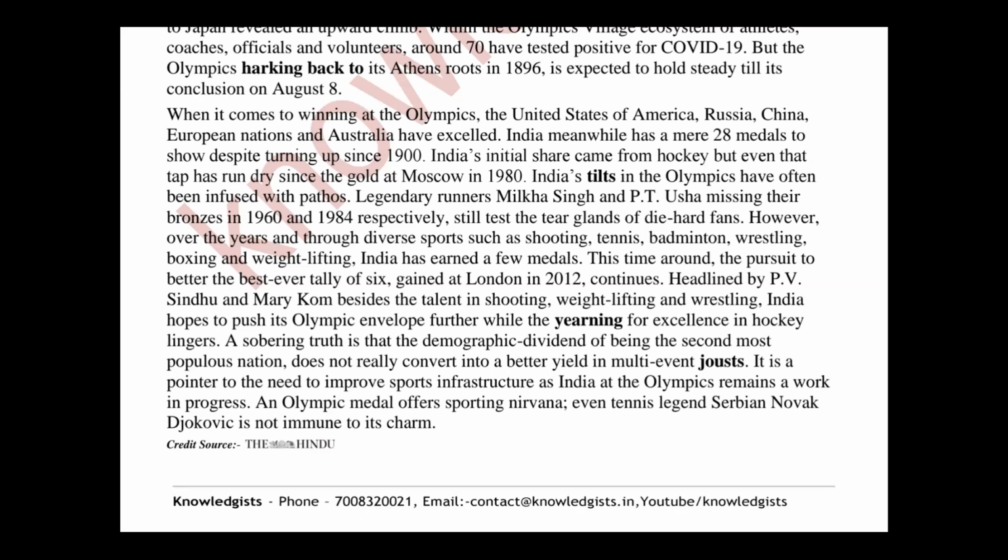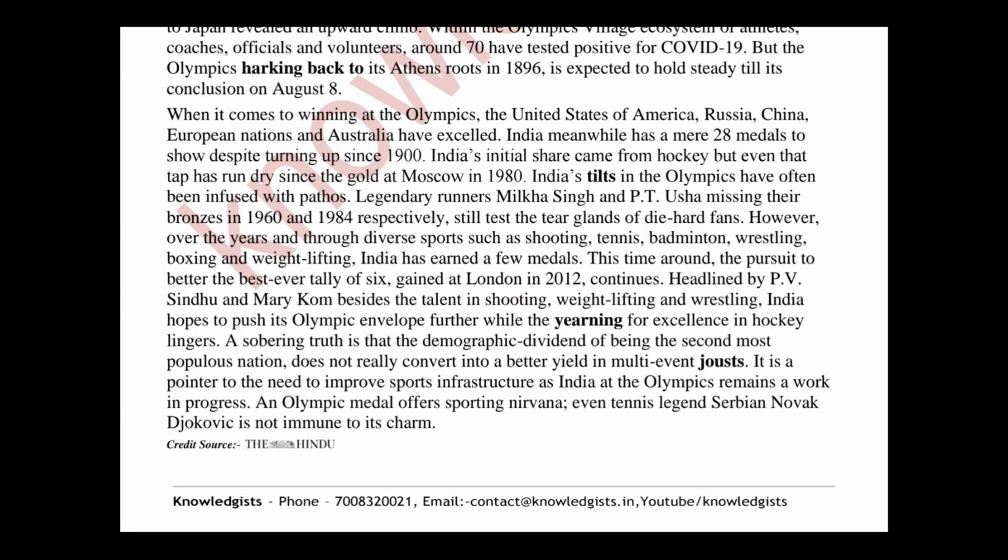It points to the need to improve sport infrastructure, as India at the Olympics remains a work in progress. So we need to improve ourselves. The sportsmen need to be provided better infrastructure, and their requirements should be fulfilled for improvement. They should be provided good quality coaches and the requirements so that it could be improved.